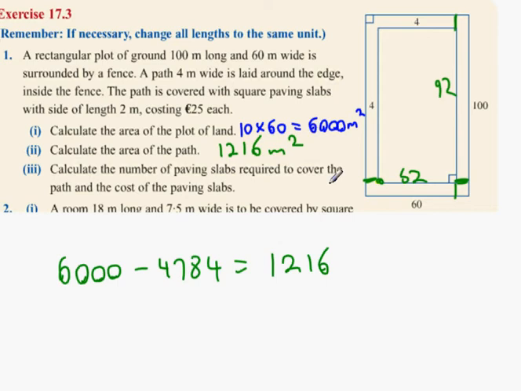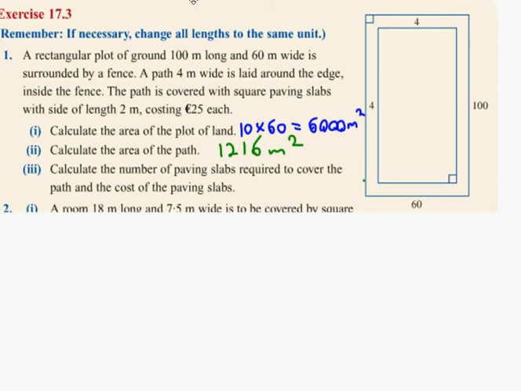Now, lads, the path is covered by square slabs. Do you understand square slabs? Kenny, square slabs, you see them? It's going to be covered in square slabs. Now, what's the size of each slab? Because it says it's a square, 2 multiplied by 2? 4. Okay?